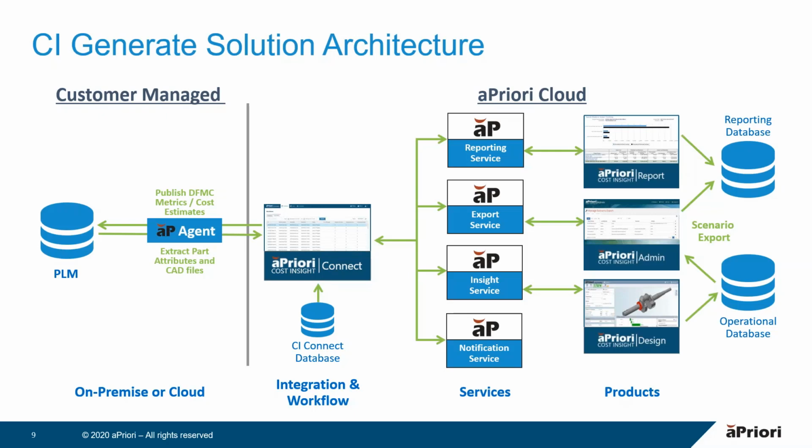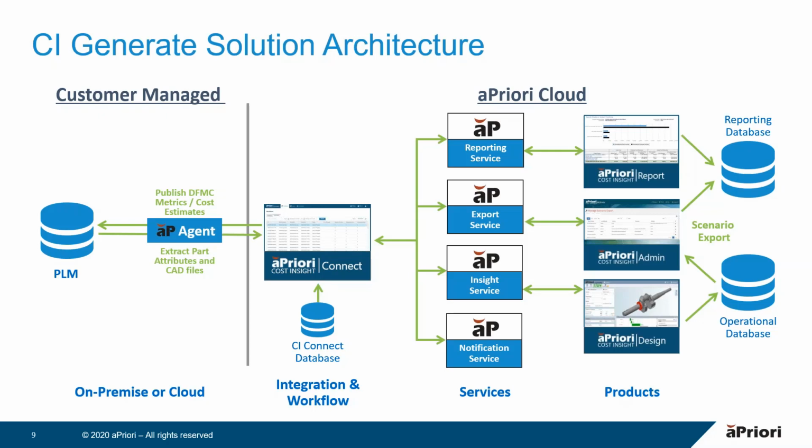So we have the reporting service to generate and configure reports, the export service, which is how you move data from the operational database to the reporting database, the insight service to cost and analyze parts and interact with CI design, and a new notification service, which is how we send out emails like the ones you just saw. Now, as you can see by the title on the right-hand side of the screen, everything here on the right side is in our aPriori cloud.